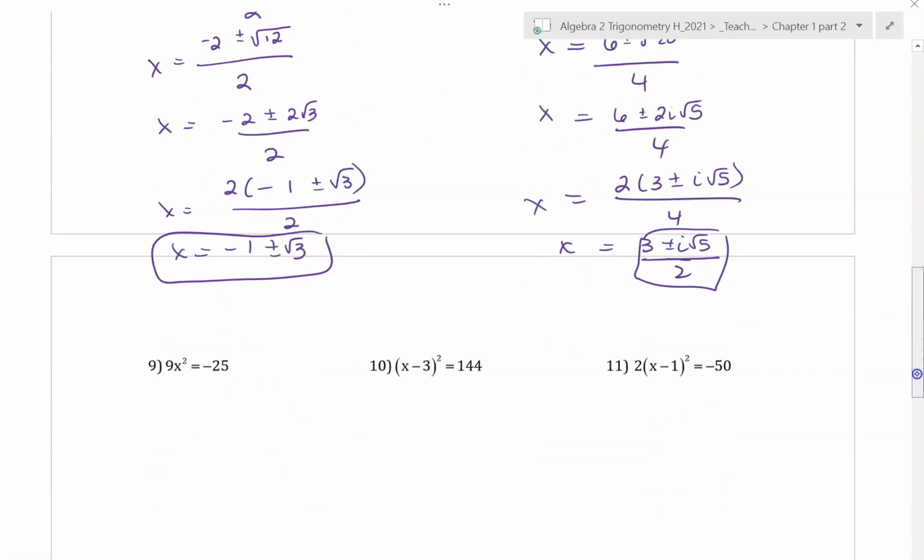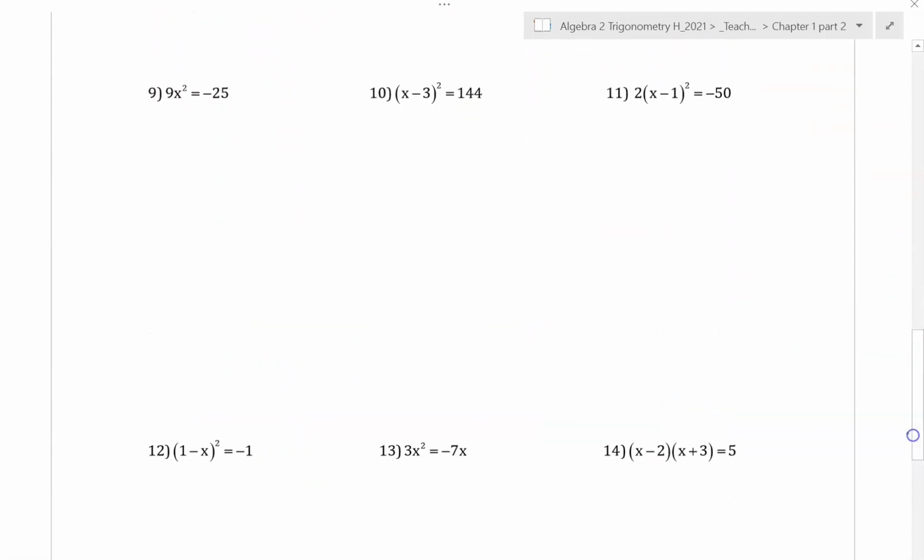Okay, so go ahead and take a look at the next page. We have some more solving problems. Some of these might look a little different, so let's practice a couple, and then I'll have you do some on your own. So notice if we do 9x squared plus 25 equals 0, try and factor.